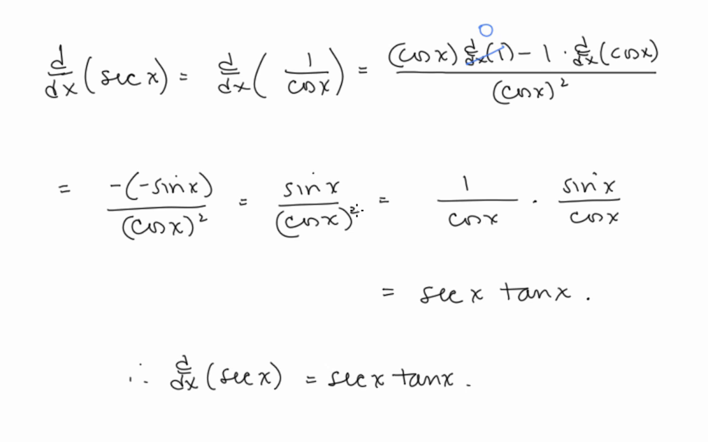And we were asked to show that this derivative is equal to secant x tangent x. So we recognize that we should break this denominator into its factors of cosine x. And we have 1 over cosine x multiplied by sine x over cosine x. And so this is the form we were looking for, secant x times tan x. So the derivative of secant x is equal to secant x times tan x.